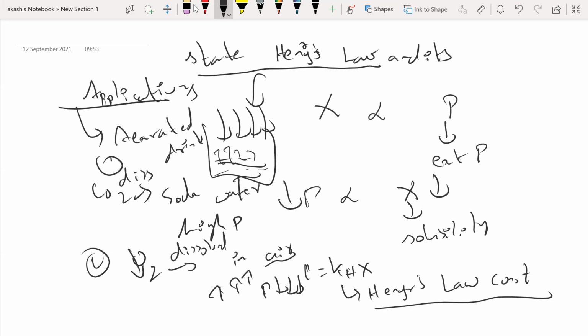Okay. This is all you must tell. You must tell that oxygen is dissolved in air, and I go to higher pressure. The pressure is less, solubility is less. Very simple. Right. Okay. Third one.